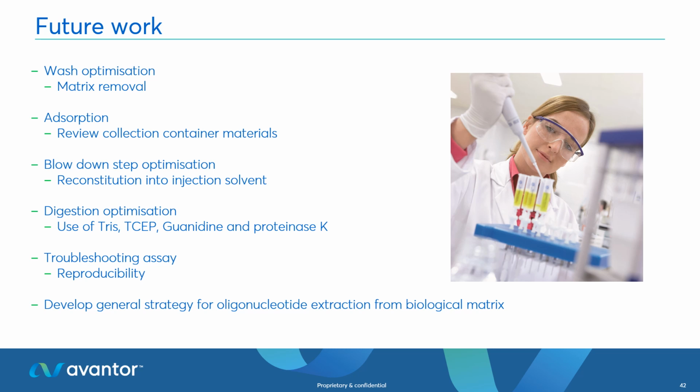The final stage that we really need to focus on in terms of developing the assay is looking at the optimization of the digestion step. So this is where we remove the oligonucleotide from any protein binding that could be occurring. And this involves a variety of different reagents, all of which will need to be optimized. So I've given some of the reagents, and each of these will be involved in a particular step. So Tris, TCEP, guanidine hydrochloride, and proteinase K.